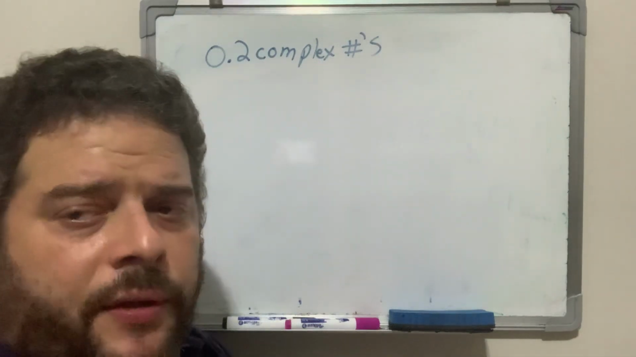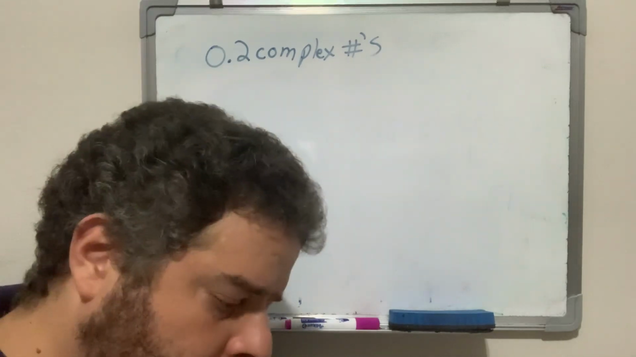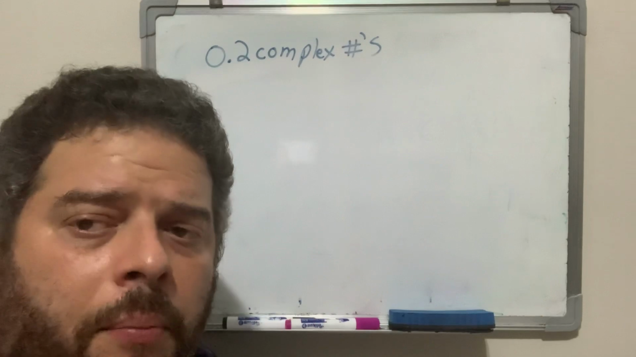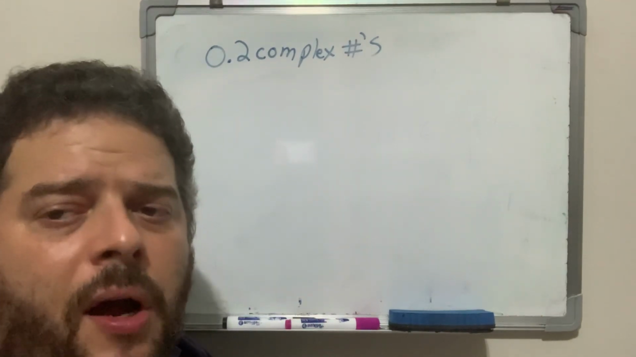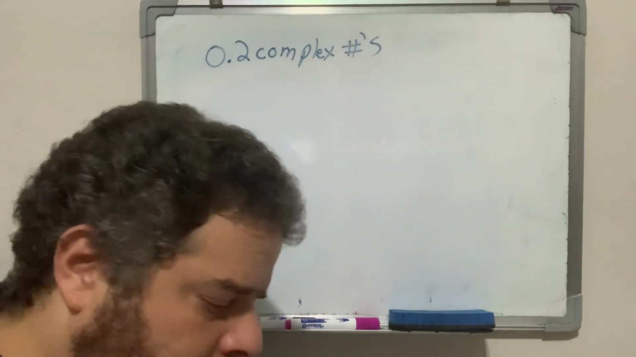Hello guys, today we're going to continue complex numbers. We're going to focus on examples 3 and 4, pretty much multiplying complex numbers and rationalizing a complex expression. With these two examples, you have to know how to add, subtract, and multiply complex numbers. So let's get into multiplication.